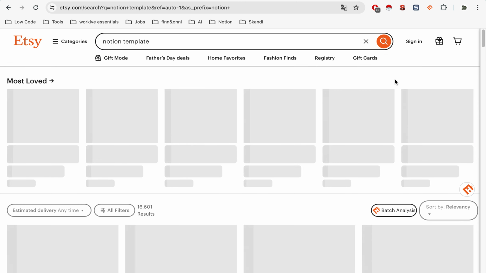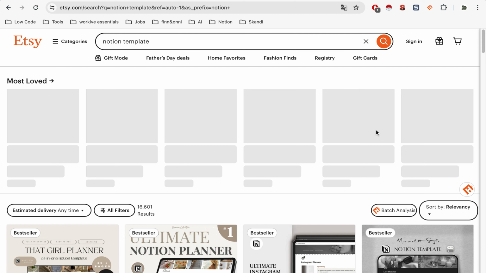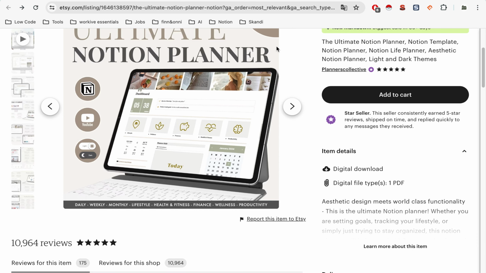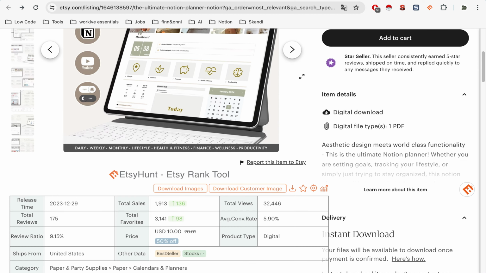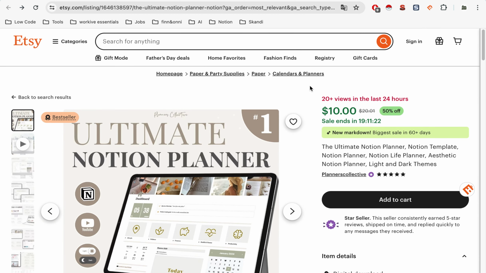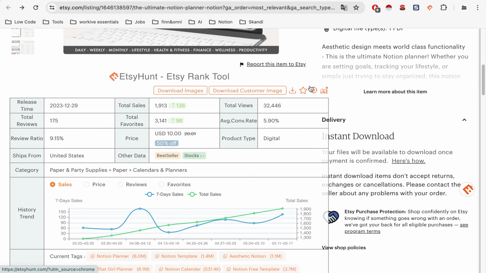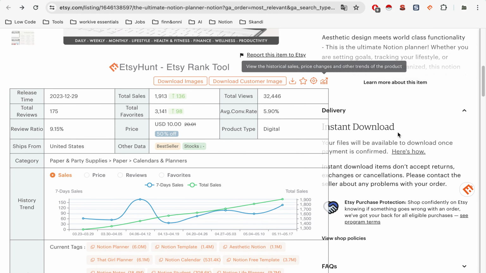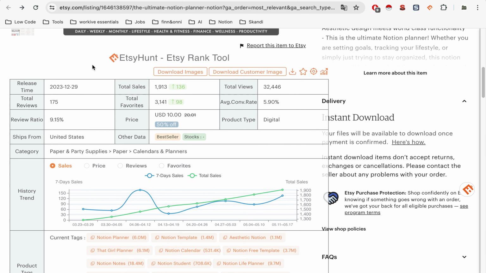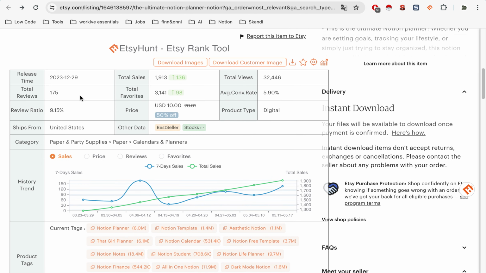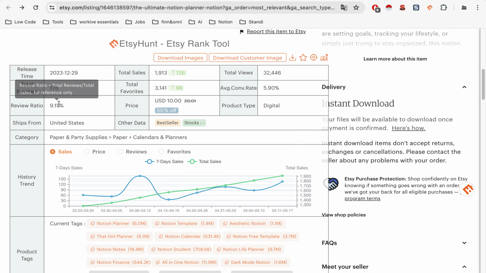If you're now searching for this Notion template and we click on one of them, we land on this basic Etsy shop page, and what we can see here is that below all the Etsy information, the EtsyHunt rank tool also gives us some deep insights into the product. So we see, for example, when it was released, how many reviews it has, the review ratio, the total sales, how often it's marked as favorites, and a lot of other important data.